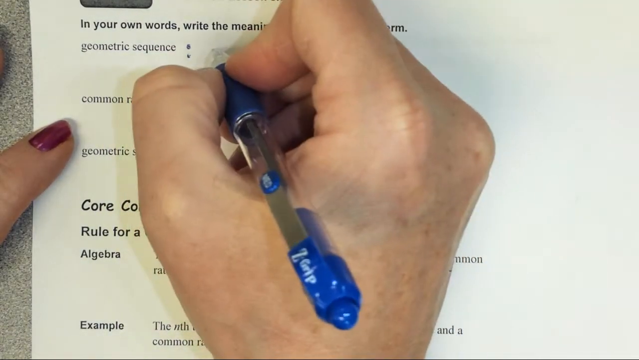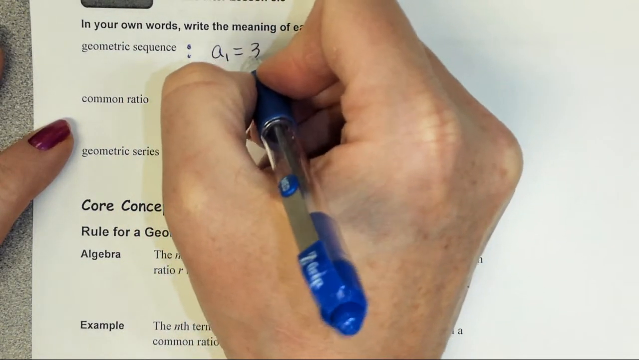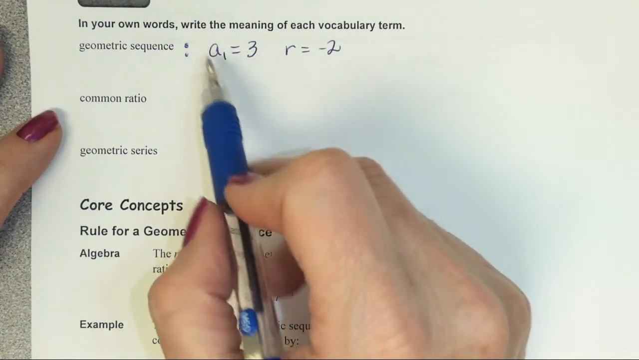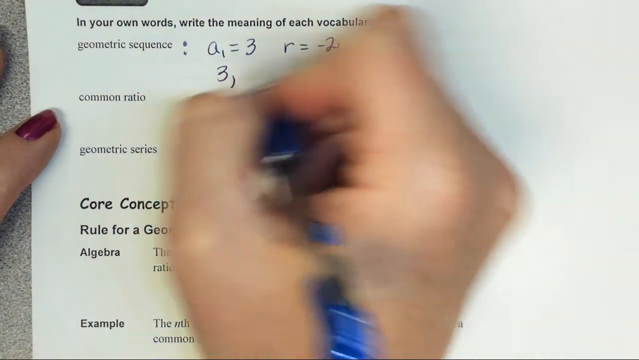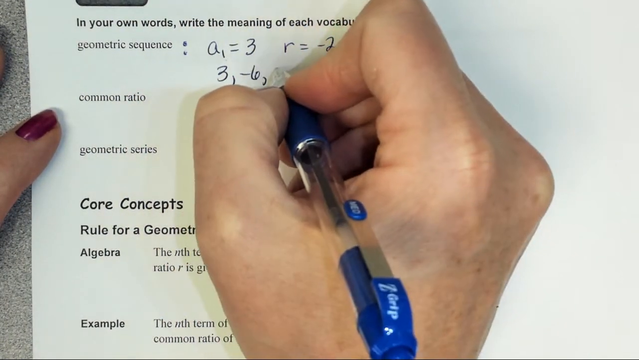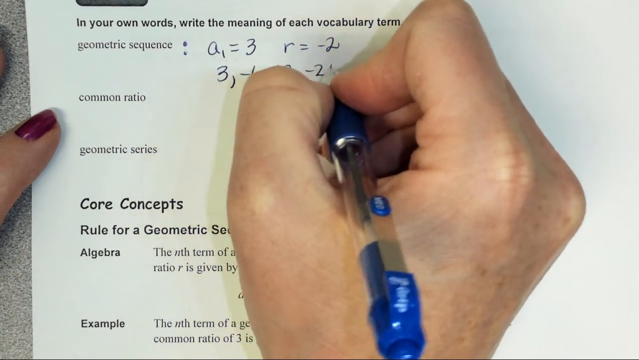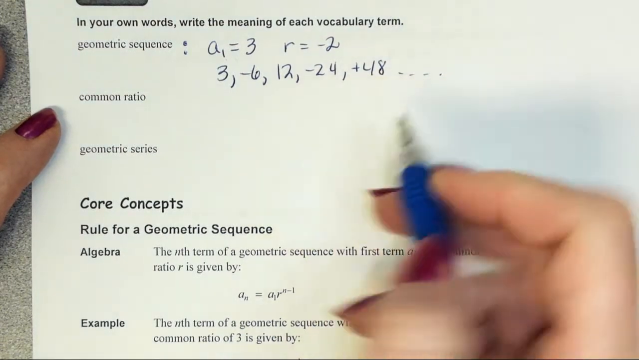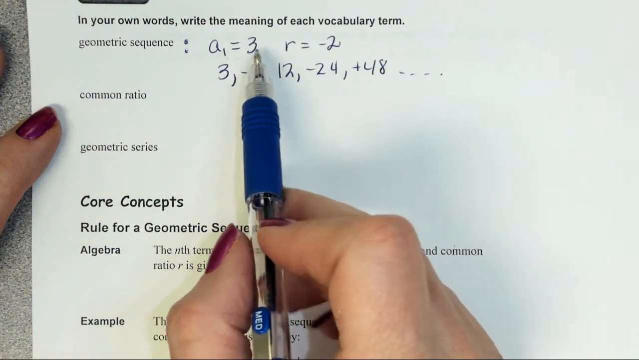Let's say that we start off a sub 1 equals 3 and r equals negative 2. If we start off with this situation, my first term is going to be 3. I multiply by negative 2. I multiply by negative 2. And I keep multiplying by negative 2. Okay, so that's what a geometric sequence looks like.